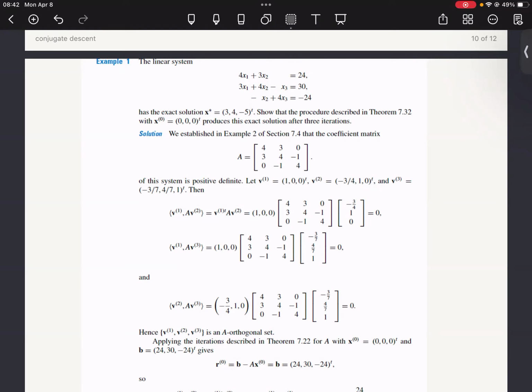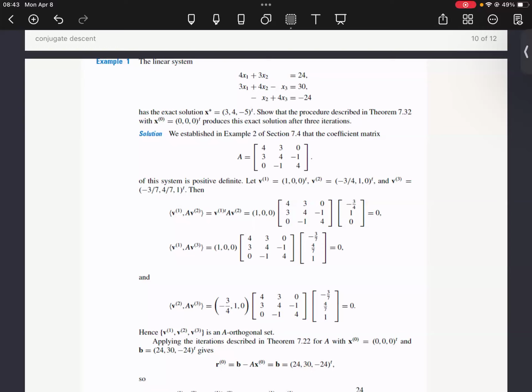If you take a look at these vectors, you can actually get them by the Gram-Schmidt process, but without the normalization. So let these be the A-orthogonal vectors here. You can double check that they are A-orthogonal using the A inner product. Checking V1 and V2, the inner product is 0, and V1, V3 are 0, and V2, V3 are 0. So this is an A-orthogonal set.